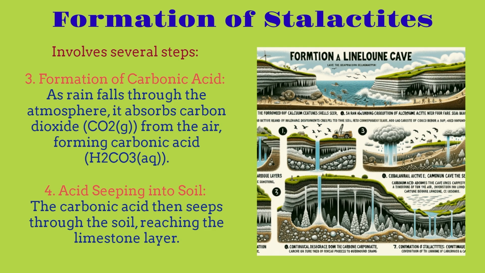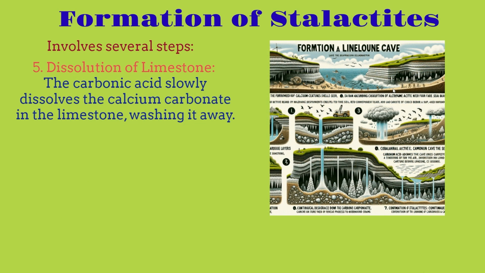And for step number 4, we have this acid that seeps into the soil. The carbonic acid then seeps into the soil, which reaches the limestone layers. For step number 5, we have the dissolution of limestone. This is where the carbonic acid slowly dissolves the calcium carbonate in the limestone, washing it away. As we can see in this picture, it goes through the soil and slowly it takes out all the limestone over there and washes it away inside of the water.